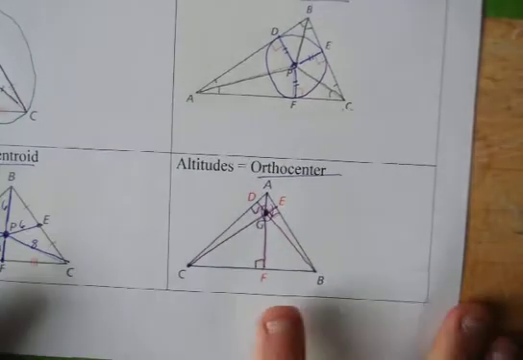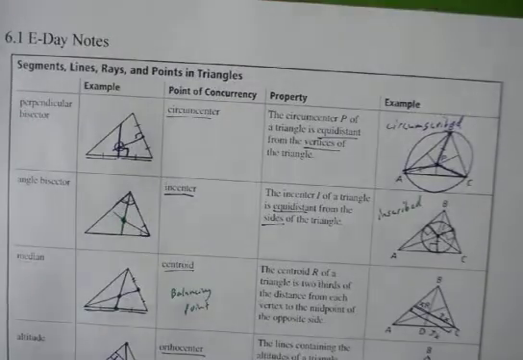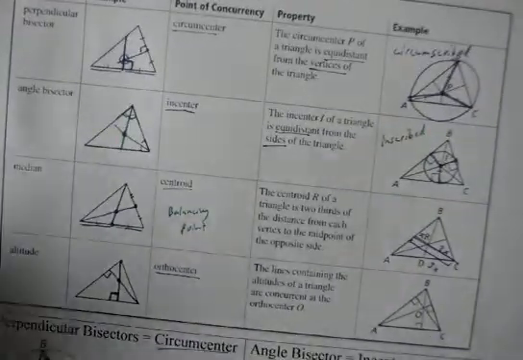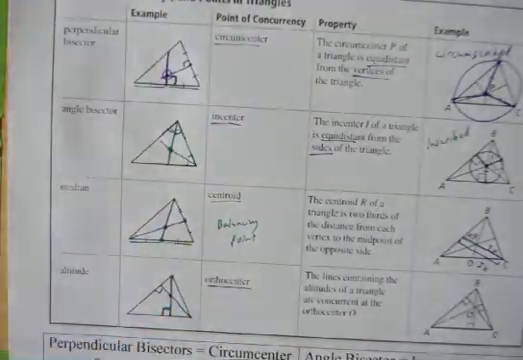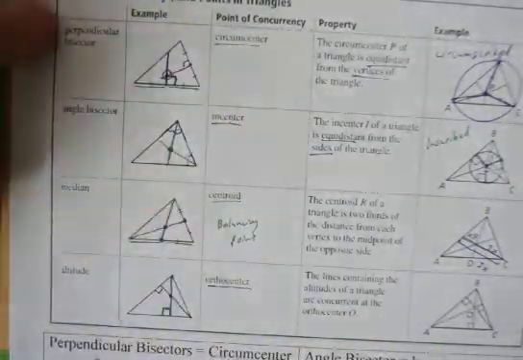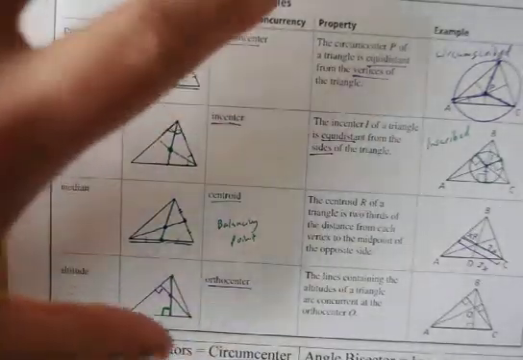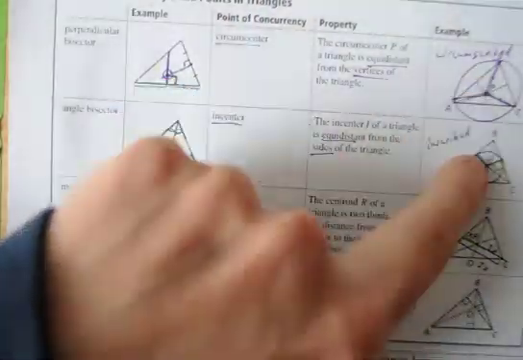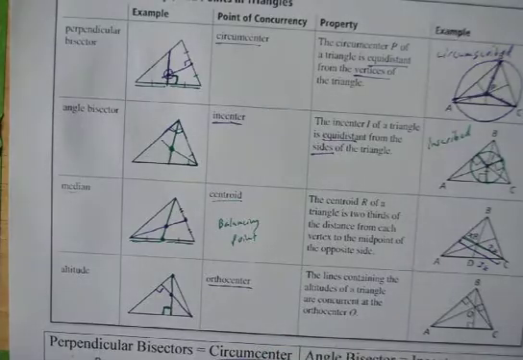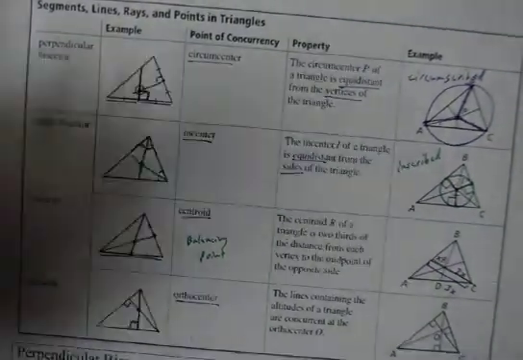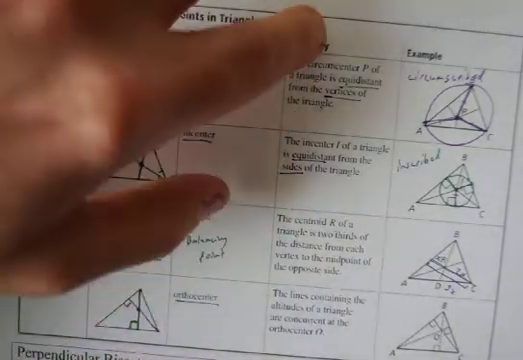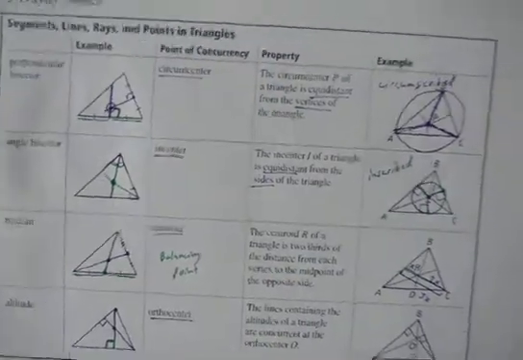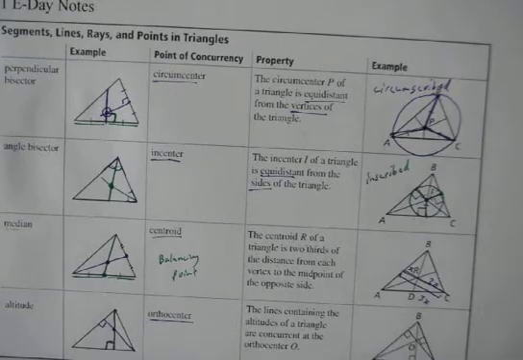Alright, so that's all the info. Maybe you need to watch this again, but there's 4 points, there's 4 special segments. Each point has a special property, except for the orthocenter doesn't really have a property. Alright, so 4 segments, 4 points, 3 special properties. You need to know those to get through the rest of the lesson, or the homework, I guess.